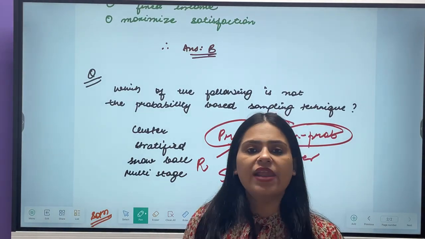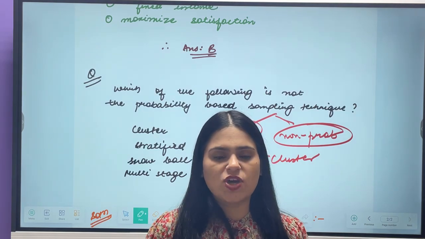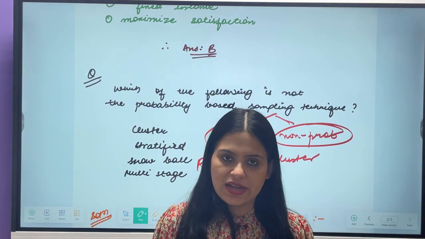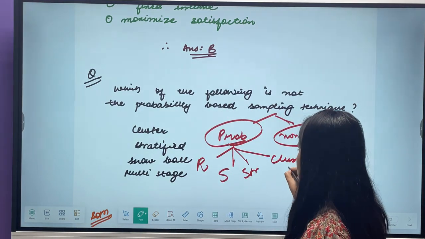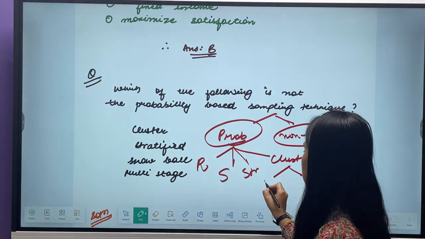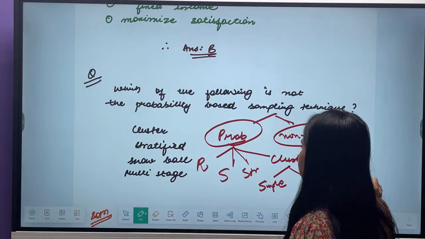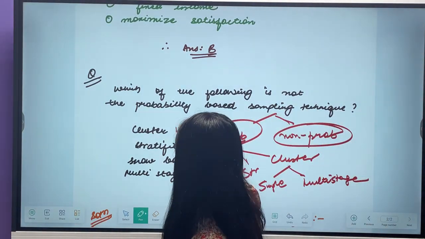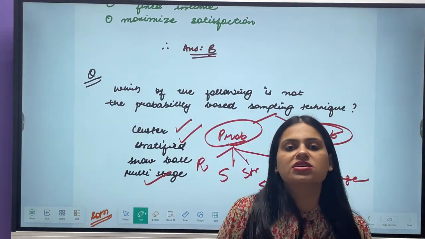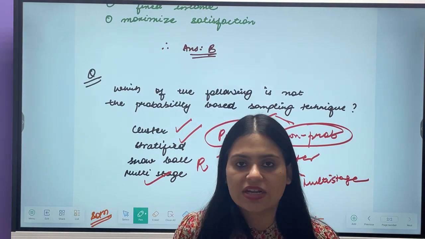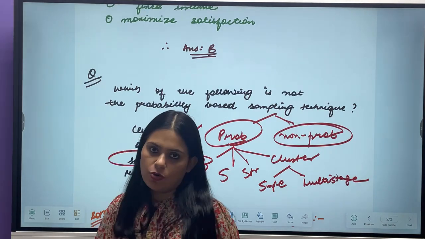I think there is a lecture on these techniques that I have recorded on our YouTube channel. Yes, try to see that lecture beta. In it I have explained all these sampling techniques. And within cluster there are 2, which are single stage and multi-stage. So cluster, stratified and multi-stage, these three are probabilistic techniques. The only non-probabilistic technique is snowball.